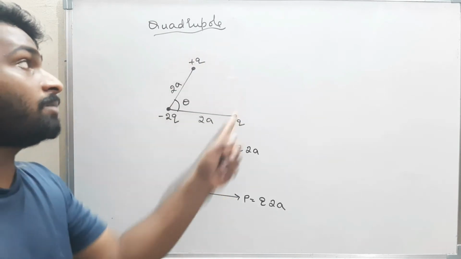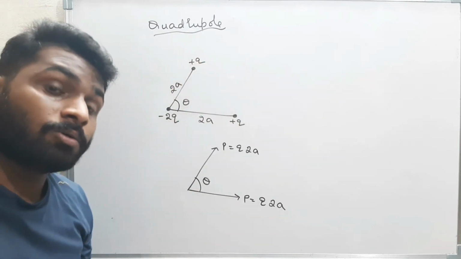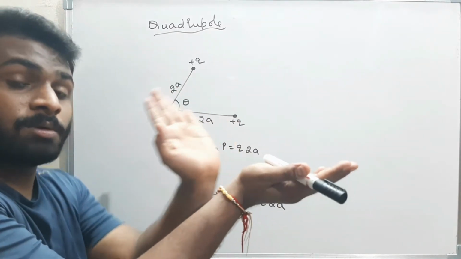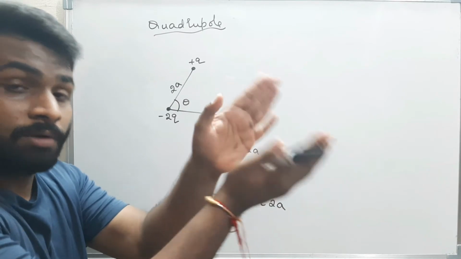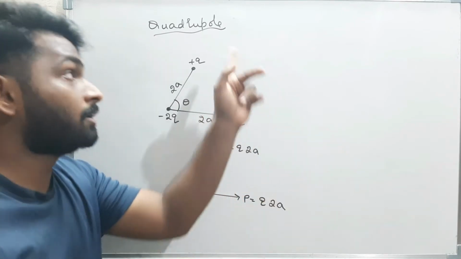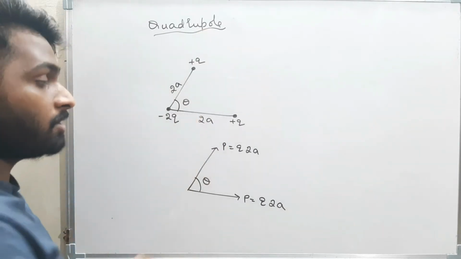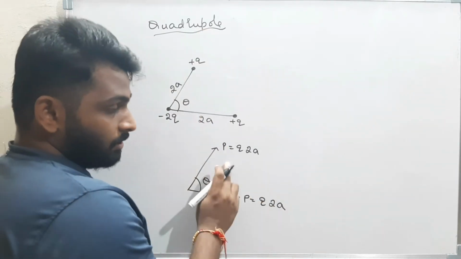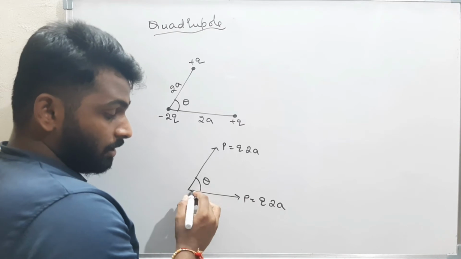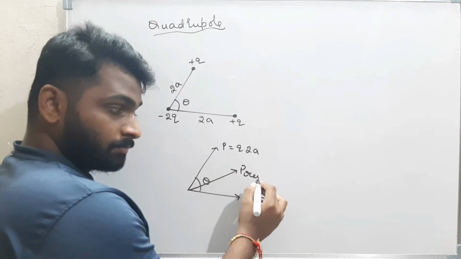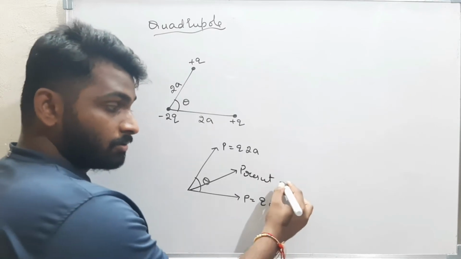This system is nothing but a quadrupole. That means two dipoles making some angle theta. It may be 0, it may be 90 degrees, it may be 180 degrees, it may be any angle. When two dipoles make some angle theta, the system is called a quadrupole. Now what is the resultant? Already told you.